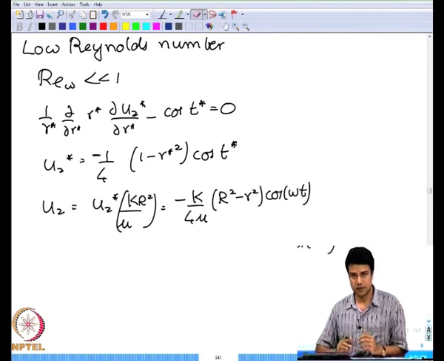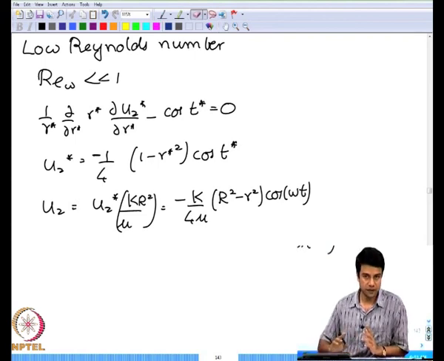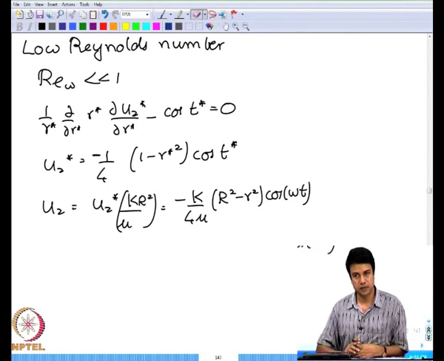So, in the limit of low Reynolds number, we get something that is the same as a parabolic velocity profile, except that the mean velocity and the maximum velocity are oscillating in time with a frequency omega. This is in the limit of low Reynolds number. What does low Reynolds number mean? It means that the viscous stresses are dominant compared to the inertial stresses.